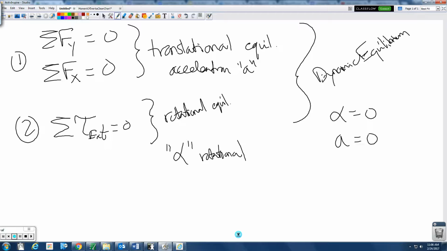The other form of equilibrium we hear about is static equilibrium, and that's when something is still translating, but it's not accelerating. It can have a constant speed. That's what we mean by static equilibrium. These are our two conditions for dynamic equilibrium. That's part 1.